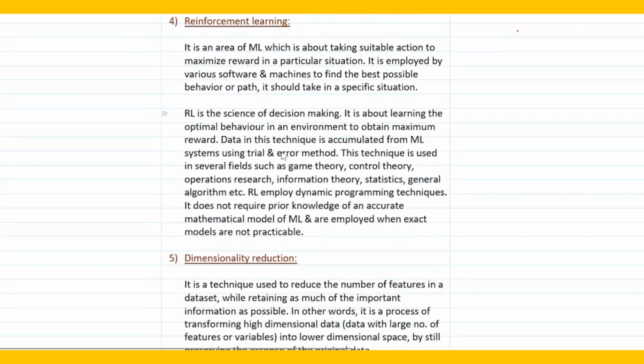Then we come to something called reinforcement learning. Okay, what exactly is reinforcement learning? Reinforcement learning is an area of machine learning which talks about suitable action to maximize reward. So the basic purpose of it is to maximize the reward in a particular situation. So that's what reinforcement learning is. So basically you reinforce, or you put in more pressure, for what? To gain more reward, or maximize your reward.